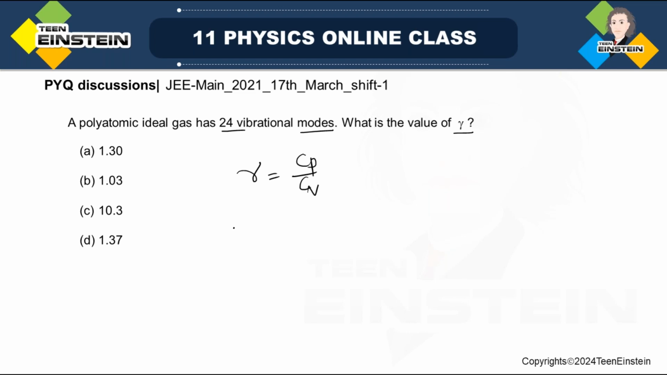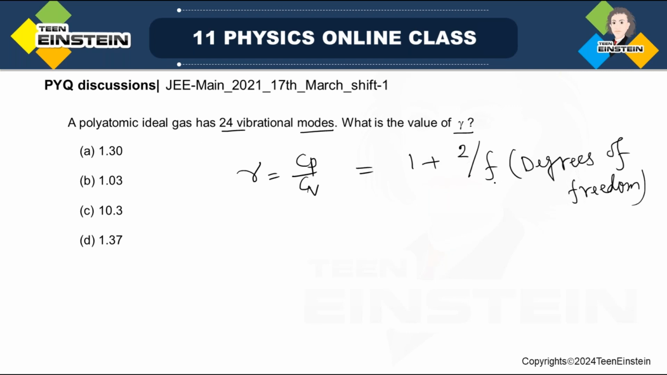So dear students, we know gamma is equal to Cp by Cv, and this can be further written as 1 plus 2 by F, where F is the degrees of freedom. If you know the degrees of freedom for a system, then you need not find out what is Cp and what is Cv. You can directly find gamma, the ratio of molar specific heat at constant pressure and constant volume.